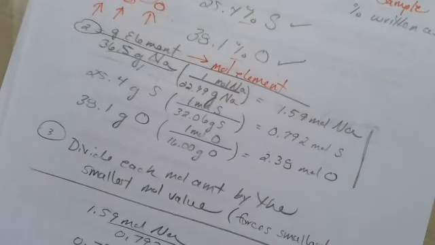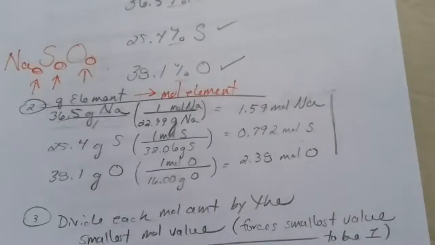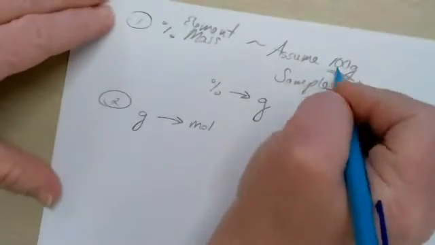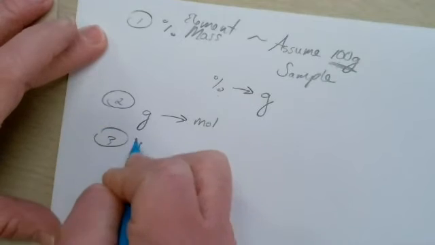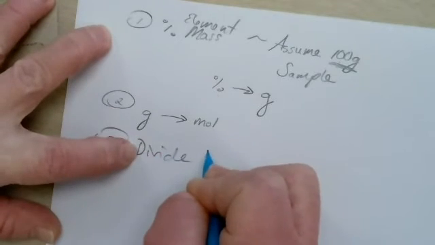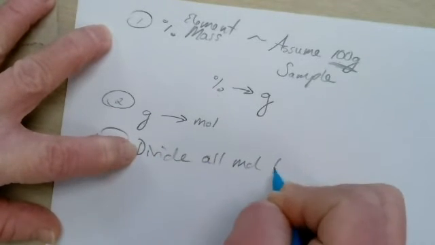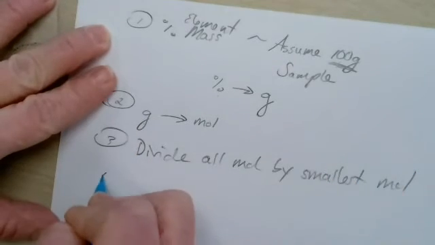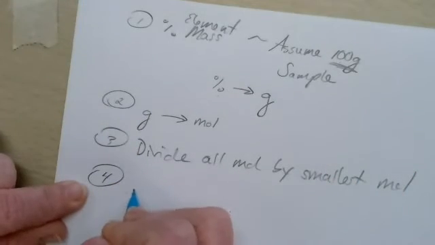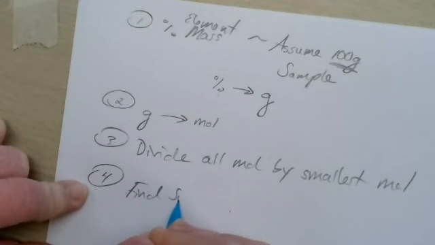Okay, so again, not to memorize, we assume we have 100 grams. So we start by writing grams. We need to get to moles and then divide all mole values by the smallest amount of moles. And then possibly adjust the subscripts to find the subscripts of the formula.